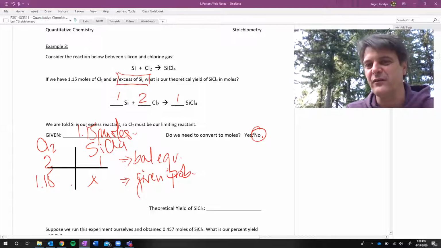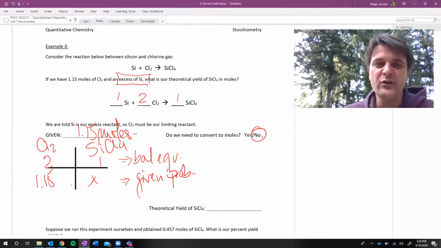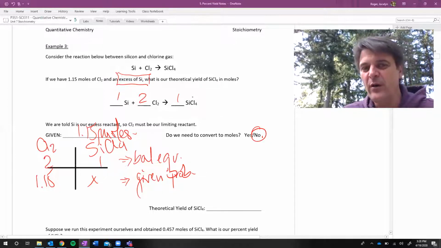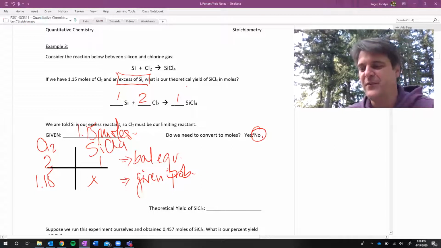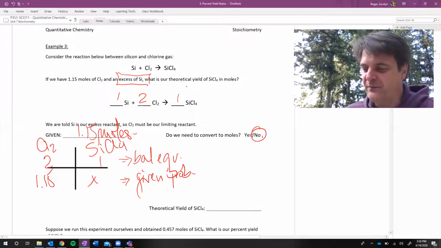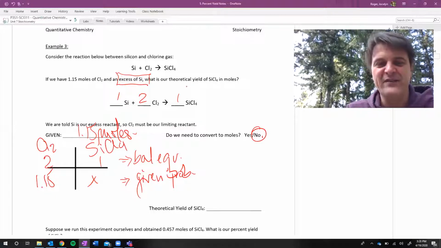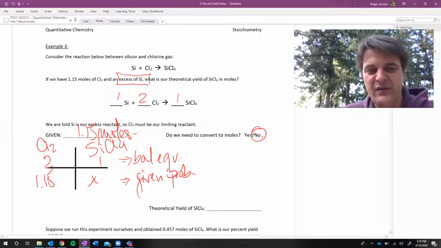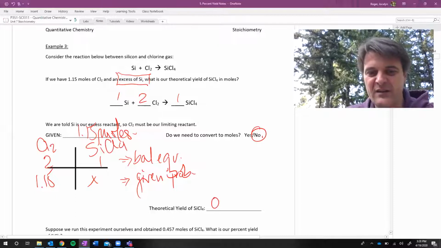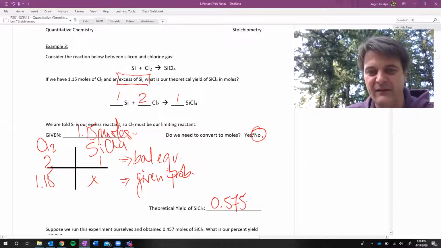Cross multiply, solve for x. You see the mole ratio from the balanced equation is if you start with 2, you get 1. So you get half of what you started with, right? So 1.15 divided by 2, so 0.575. So the theoretical yield is 0.575 moles of SiCl4.